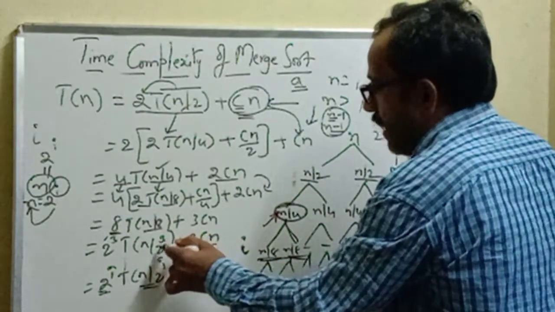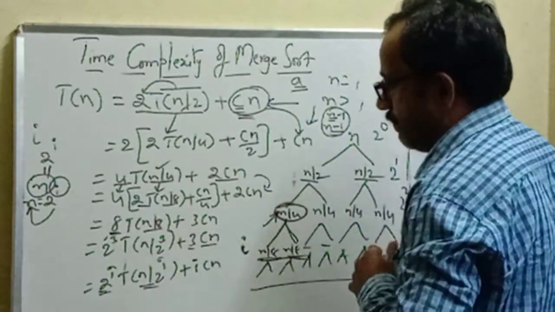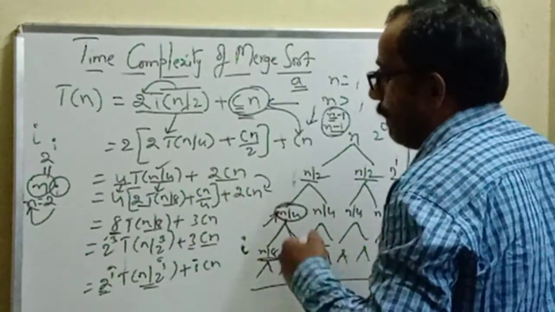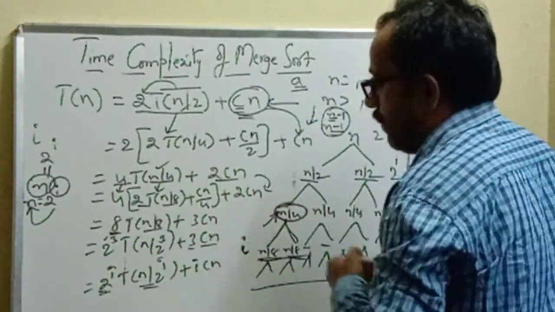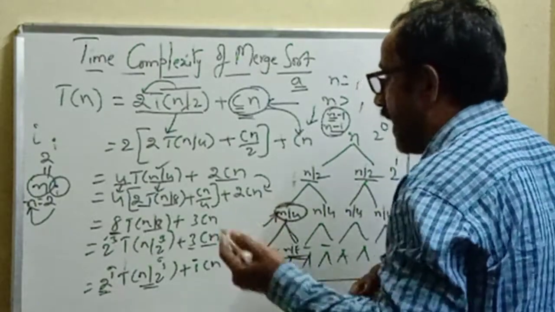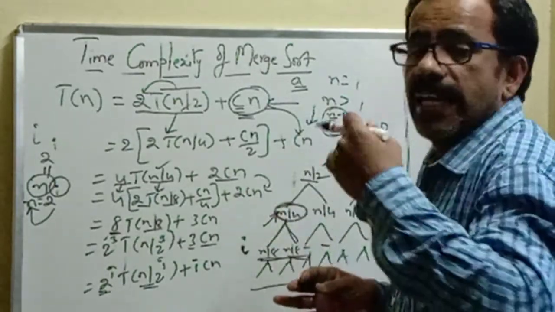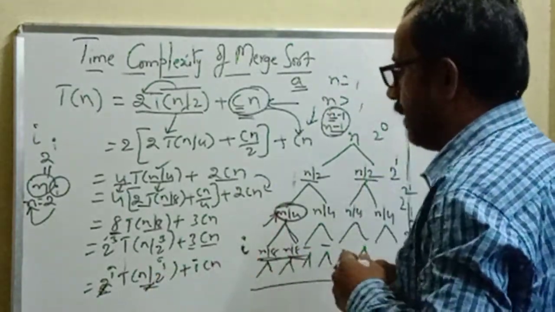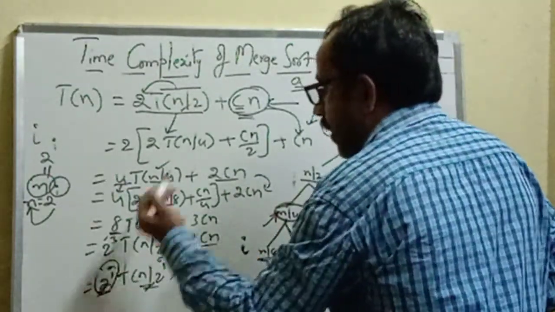Because if you apply it 3 times, we get 2 power 3 subproblems, so n by 2 power 3 elements are there in each subproblem. If you apply it i times, then the divisor becomes 2 power i. That means n by 2 power i elements are there in each of the 2 power i subproblems. Like that, we got 2 power i number of subproblems.